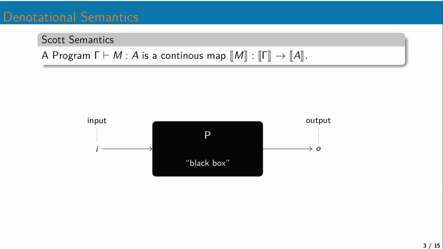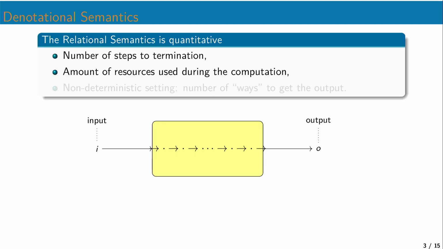Now, to be more precise about denotational semantics, Scott semantics consists of seeing a program as a Scott continuous map between two domains. And so the idea is that the program is seen as a function that can be thought of as a black box that takes some input and then does something and gives you some expected output. But quantitative semantics inspired by linear logic can refine a bit the situation in the sense that you can also obtain quantitative information about the computation process of your program.